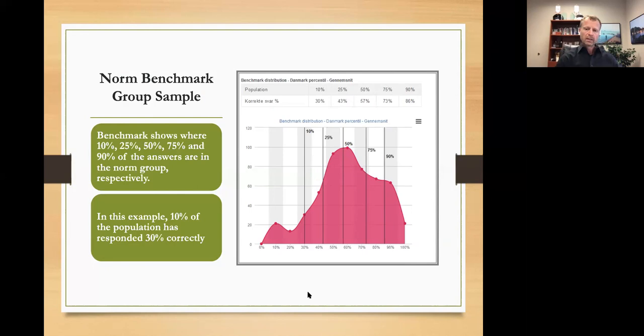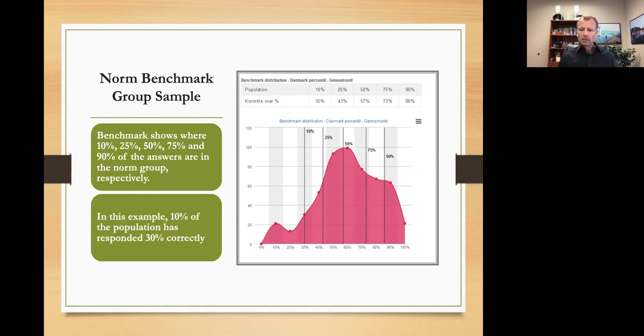If you look at the population, we break it into different groups: 10%, 25, 50, 75, and 90%. It shows where the population scores. If you look at the first column, the bottom 10% of the population got a score of 30%. So if you get 30%, you're in the bottom 10% of the overall population, whatever the benchmark population is. This looks like it came from Denmark, one of our clients there.